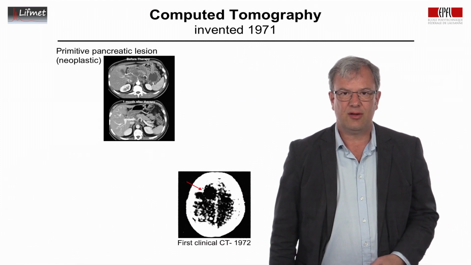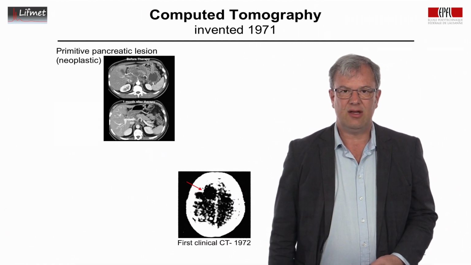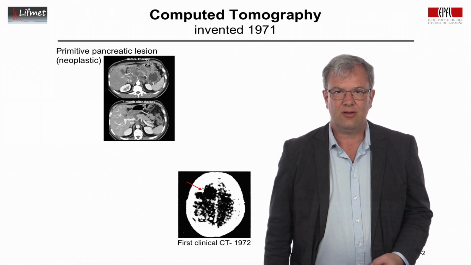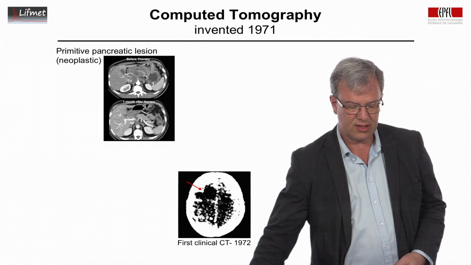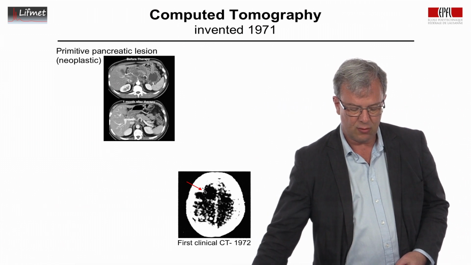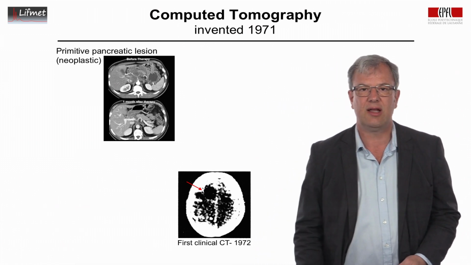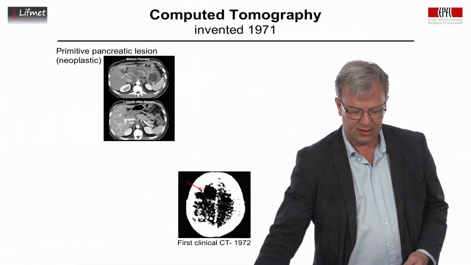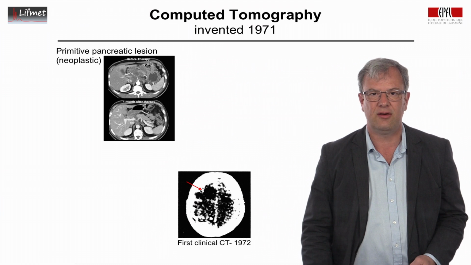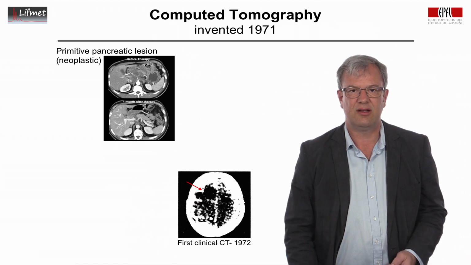Now here's an example of an early CT, 1972, and you can appreciate the difference in quality of the images compared to contemporary CT. One has to really put an arrow to highlight the lesion here. This is a cranial CT, that of a head, and it's really not apparent what generated that lesion.